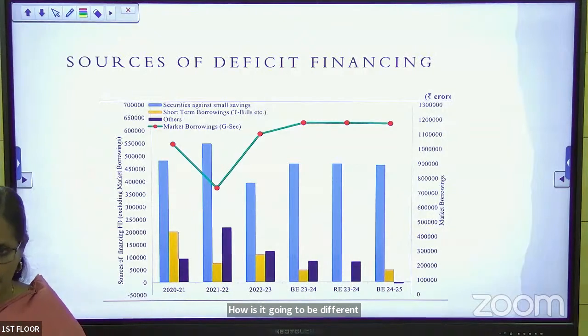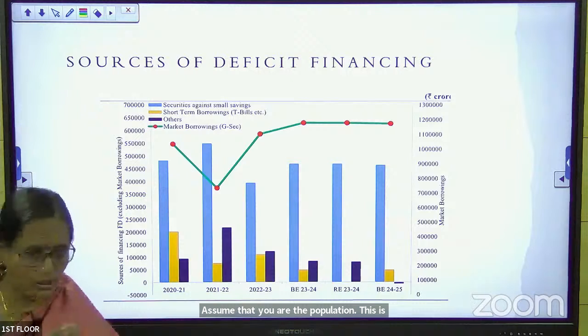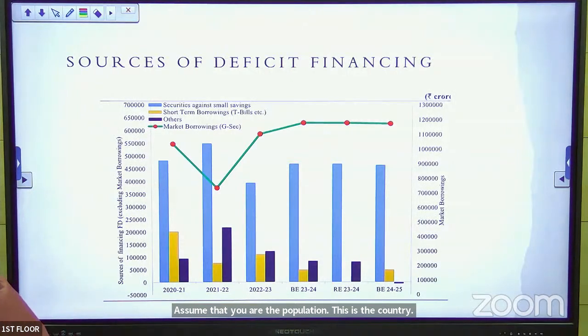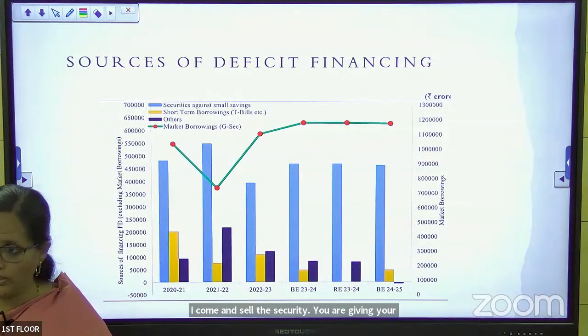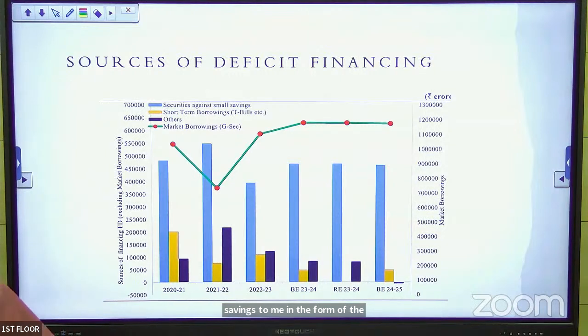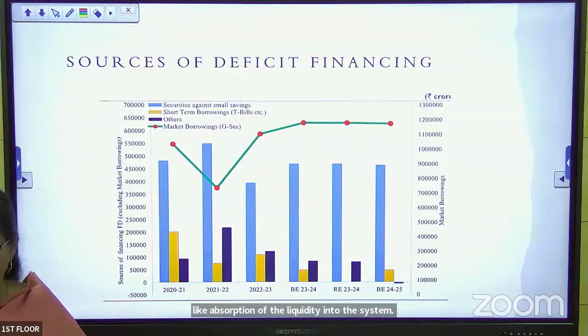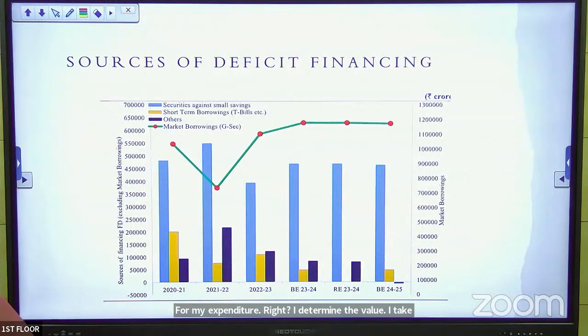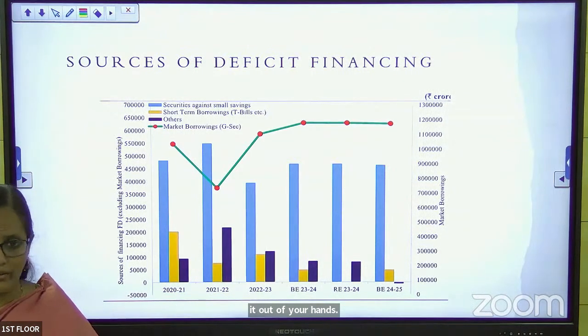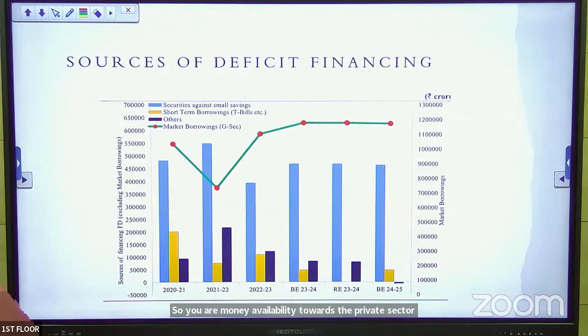Assume that you are the population. This is the country. I come and sell the security. You are giving your savings to me in the form of the security, which is like absorption of the liquidity into the system for my expenditure, right? I determine the value. I take it out of your hands. So your money availability towards the private sector may go down.